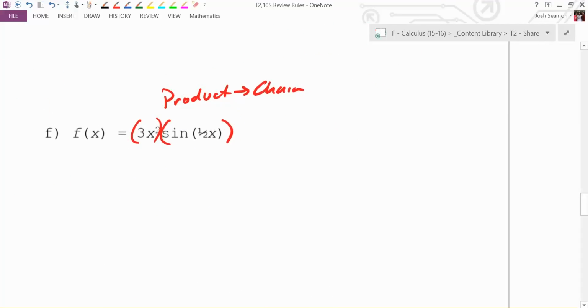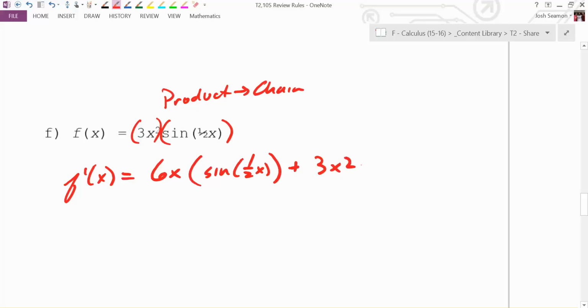Over here, there are two functions, 3x squared and sine of 1/2 x. Gabby, what's the derivative of the first function? 6x. So f prime is going to be the derivative of the first times the second plus the first times the derivative of the second. Can you tell me what the derivative of the second is? 1/2 cosine of 1/2 x.